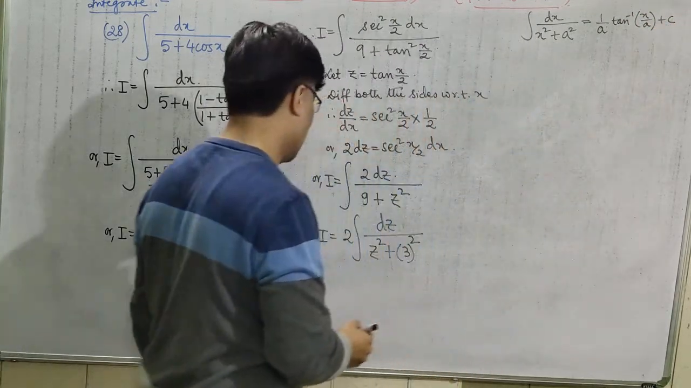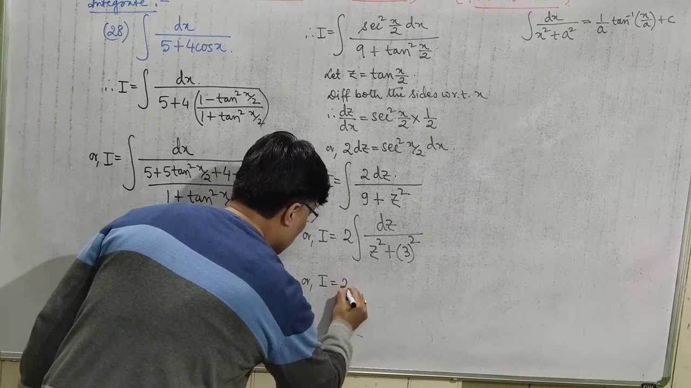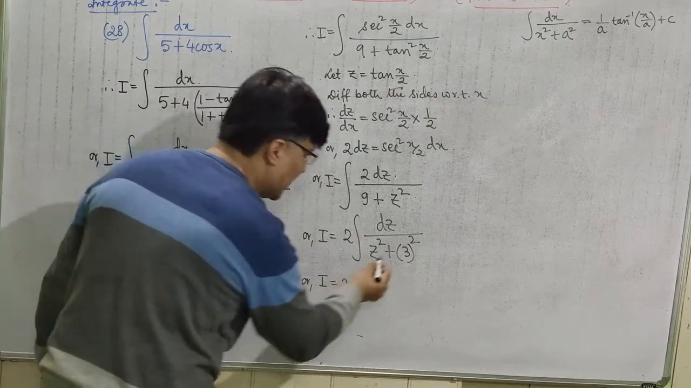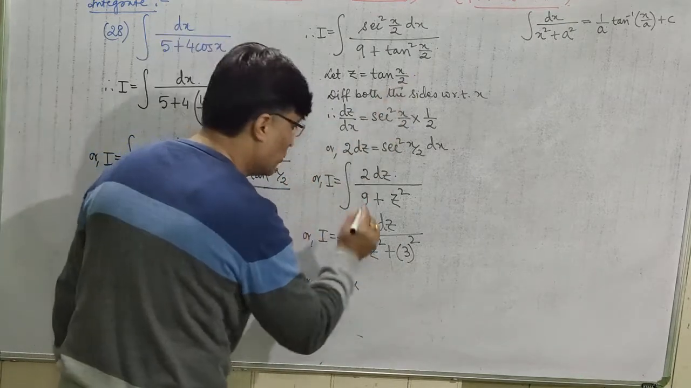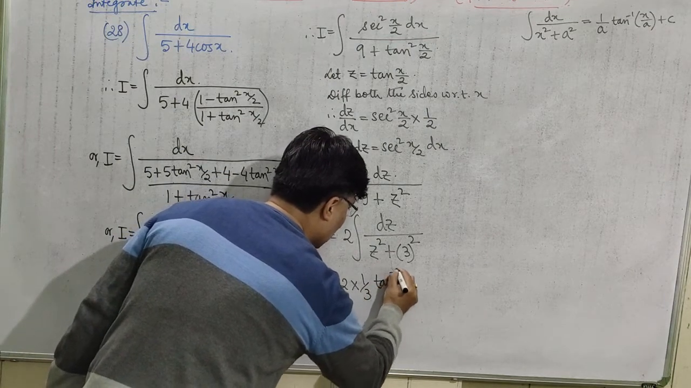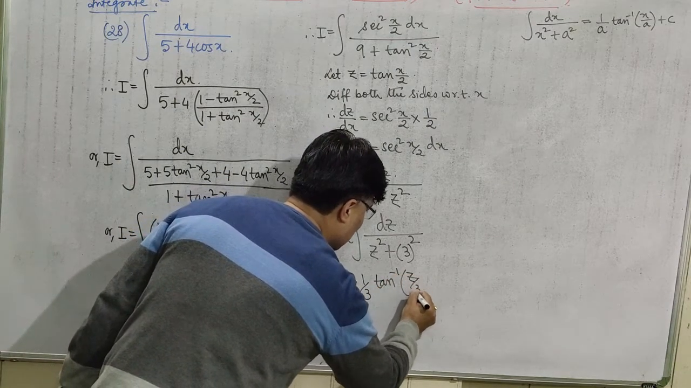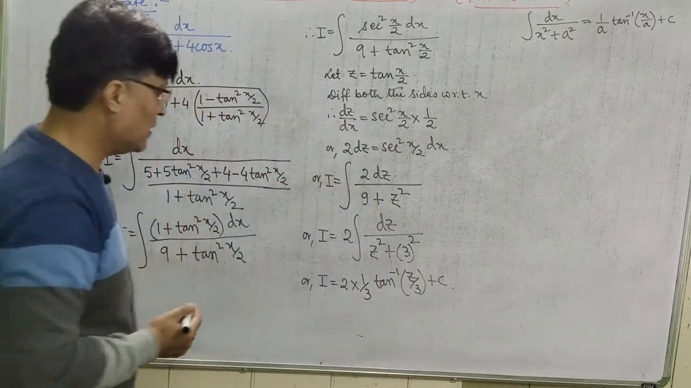Okay, so let us use the formula now. I is equal to 2 is constant, you have to write it, into, what is a here? A is 3, and what is x? Z. Let us use the formula. What is 1 by a? 1 by 3. Then tan inverse x by a, that is z by 3 plus c. So now let us put the value for z.